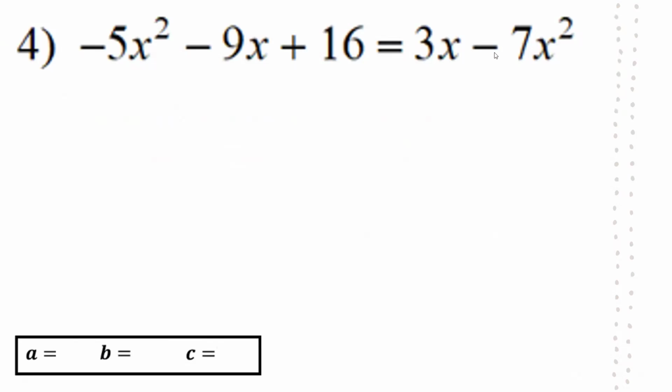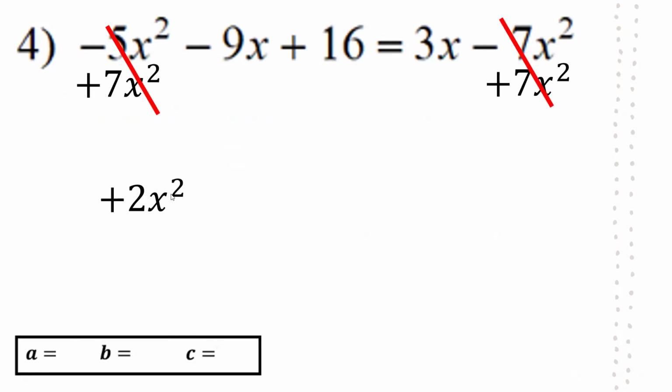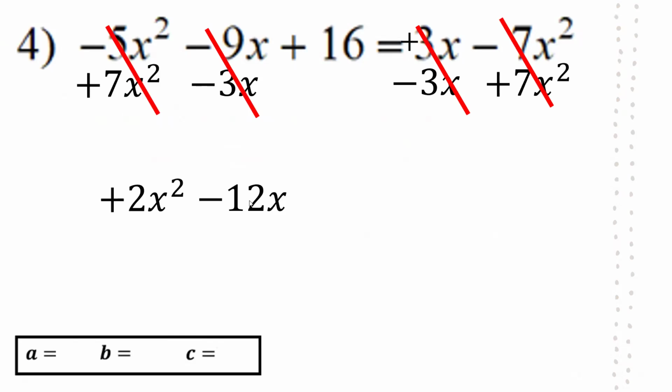All right. So negative 7x squared, we would have added that over to get to the other side. Negative 5x squared plus 7x squared. Negative 5 plus 7 is 2x squared. Right here we have a positive 3x. To get rid of that, we're going to subtract it over. Negative 9x minus 3x is negative 12x. Negative 9 minus 3, negative 12. Now, I don't have anything else on the right side, so I'm just going to bring down the 16 and, boom, bring down the equal 0. Therefore, A is 2, B is negative 12, and C is 16.